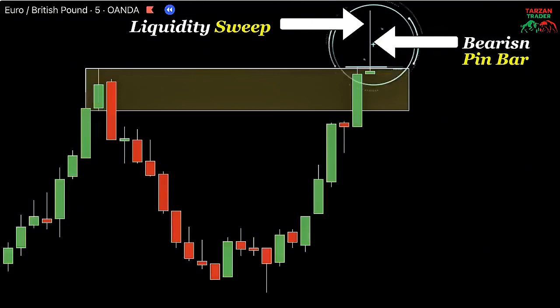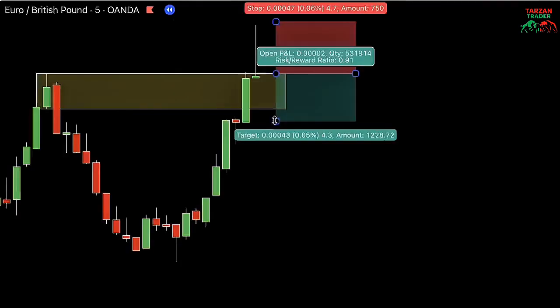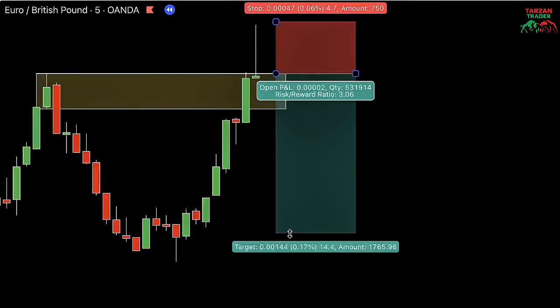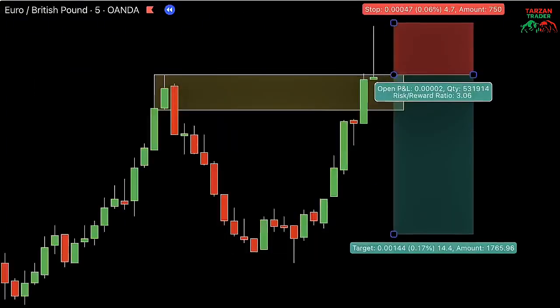is likely. Here's how to execute the trade. Place the entry at the close of the bearish pin bar, once the liquidity sweep is confirmed. Position the stop loss just above the pin bar's wick to control risk. Set the take profit target at the next support level.